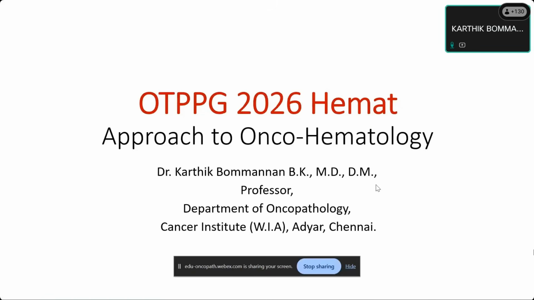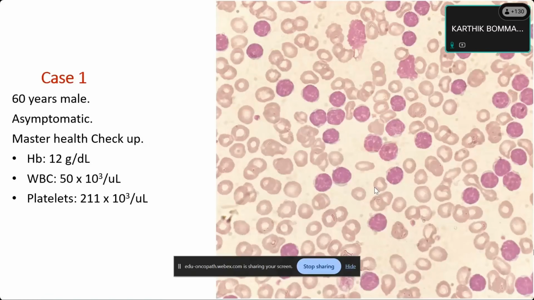Okay. Let's get started. So let's go with case number 1. It's a 60-year-old male, asymptomatic, master checkup, hemoglobin of 12, WBC of 50,000, platelets are normal. And this is a peripheral smear morphology. So who wants to describe the cell morphology?